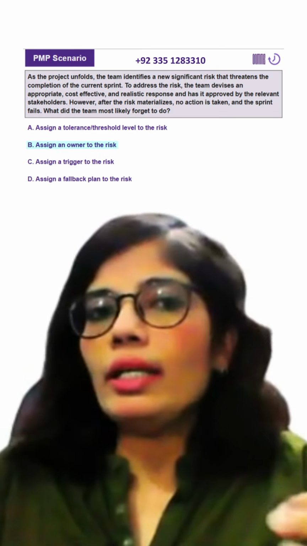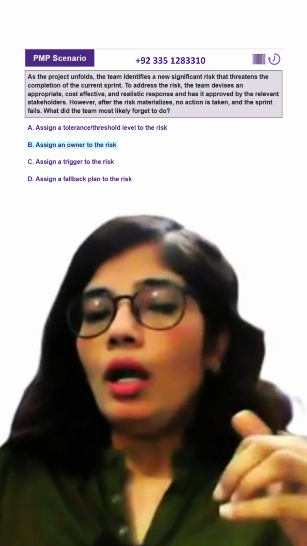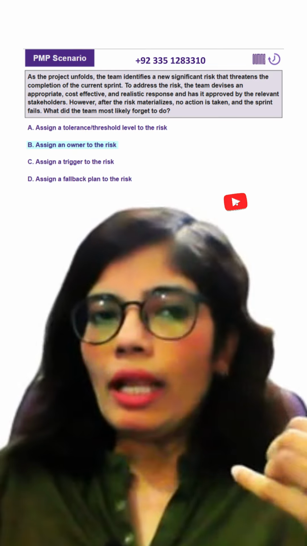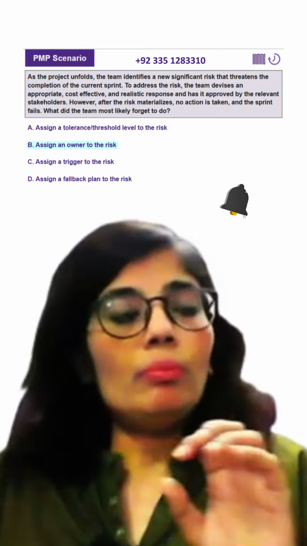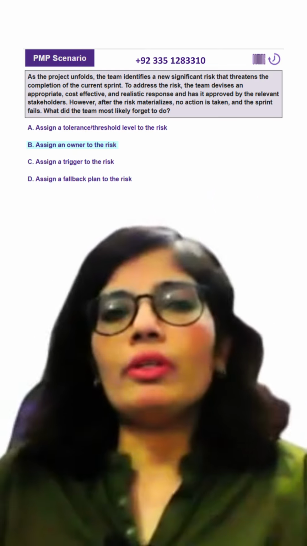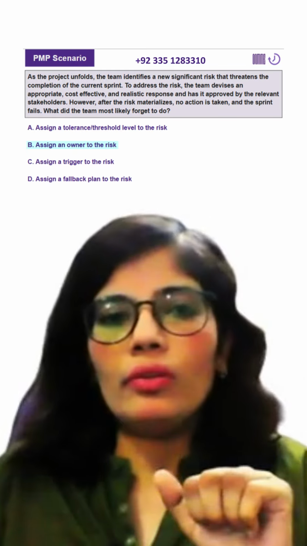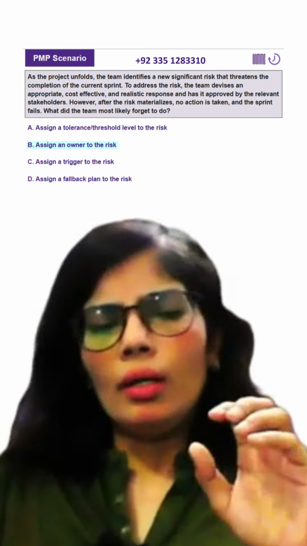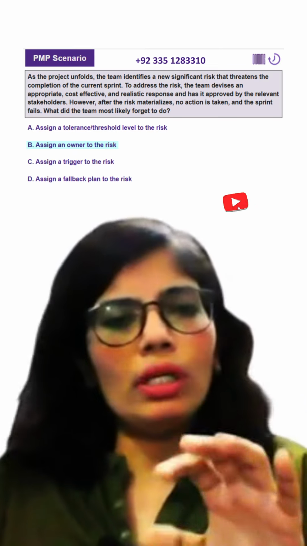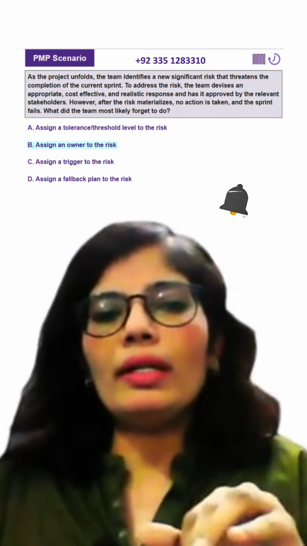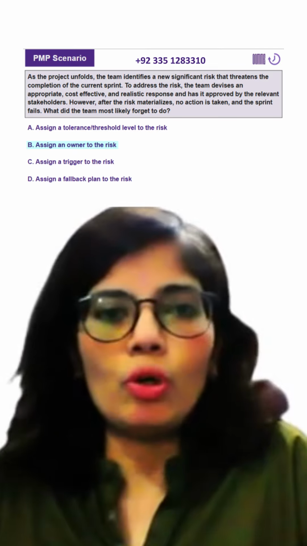Option B says assign an owner to the risk. Every risk should have an owner. Absolutely every risk should have an owner, until and unless that risk is a low priority risk. For low priority risks, you may have an owner, you may not have an owner, because low priority risks usually do not demand any response plan.